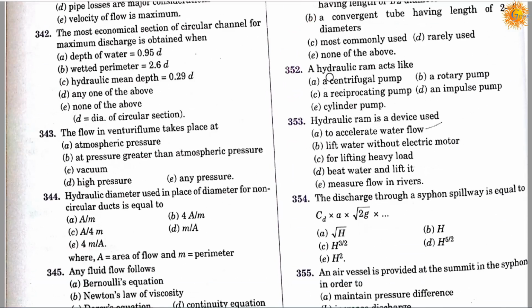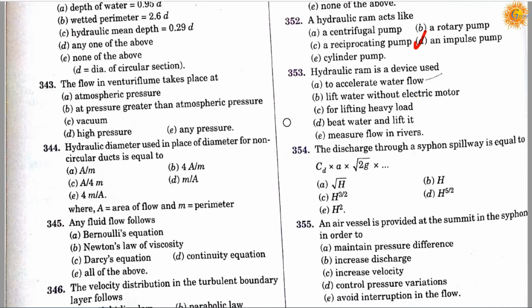Question number 352. A hydraulic ram acts like: option A, a centrifugal pump; option B, a rotary pump; option C, a reciprocating pump; option D, an impulse pump; option E, a cylinder pump. So the correct answer is D. It works like an impulse pump.